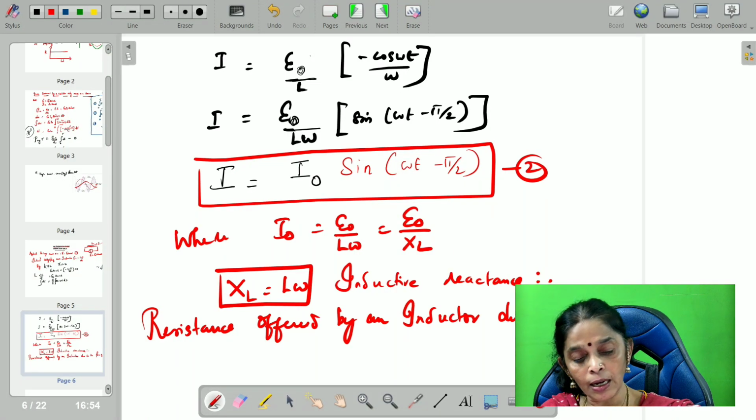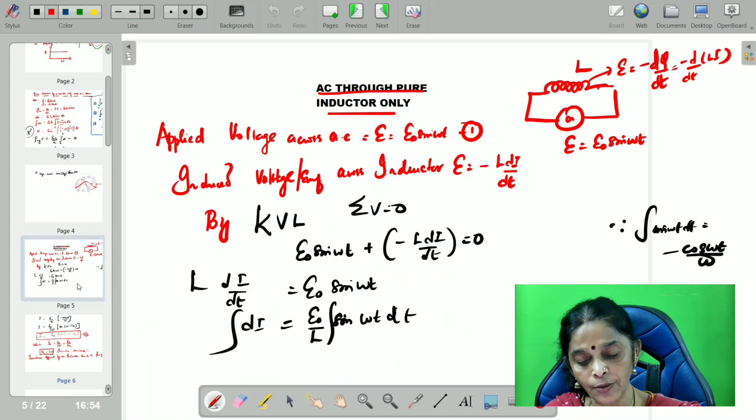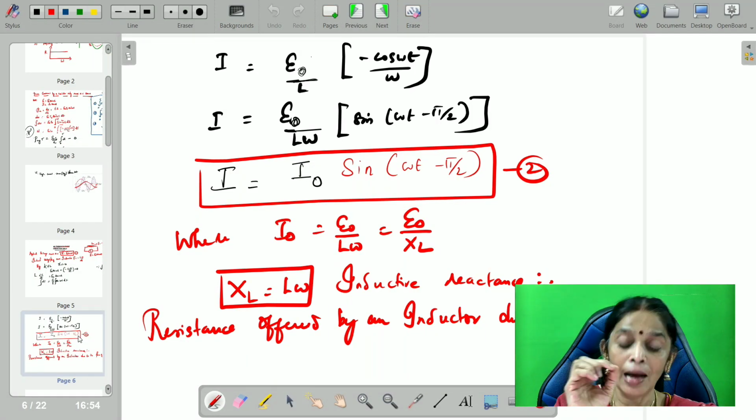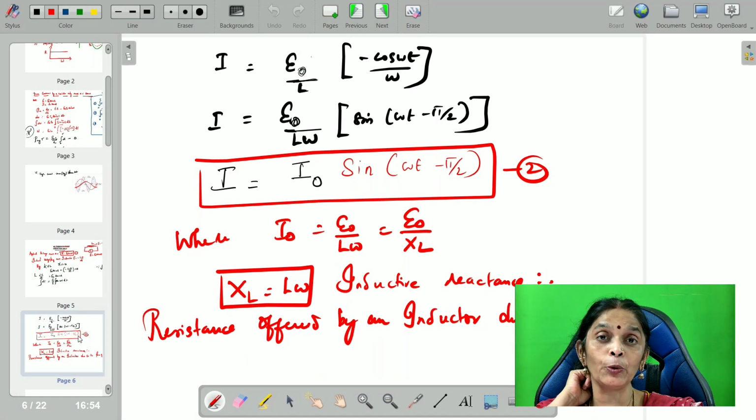Now children, this is the second equation. You can check the first equation. What is the first equation we have seen? E is equal to E naught sin omega t. What is the second equation? I is equal to I naught sin (omega t minus pi by 2).